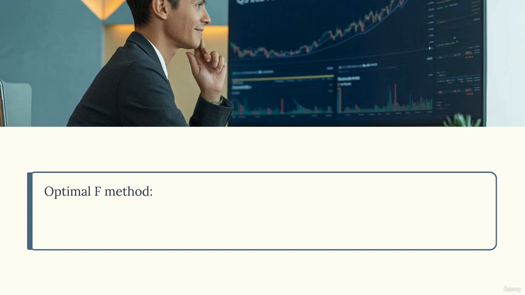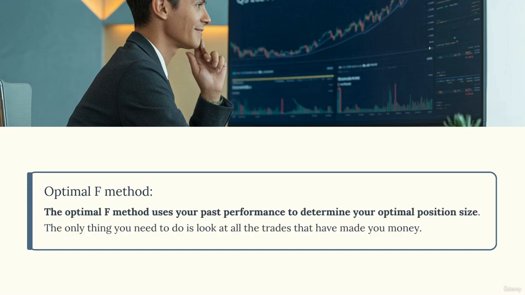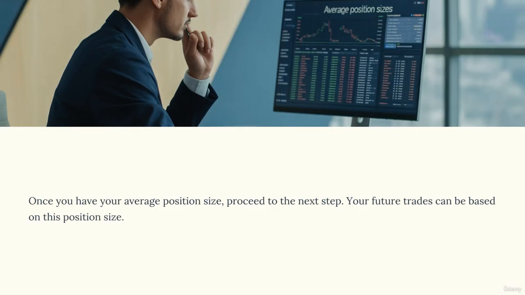Optimal F method. The optimal F method uses your past performance to determine your optimal position size. The only thing you need to do is look at all the trades that have made you money. Once you have your average position size, proceed to the next step. Your future trades can be based on this position size.